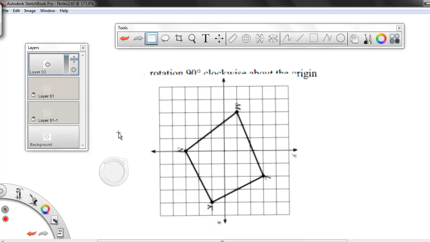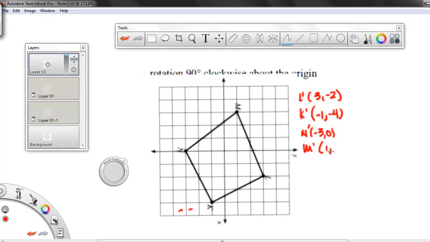Now we're just going to list our ordered pairs. I know that L is at (3, -2). L prime will be (3, -2). K prime will be (-1, -4), because they're both negative in this quadrant. N is at (-3, 0). It's -3 on the X, 0 up and down. And then M will give me (1, 3).